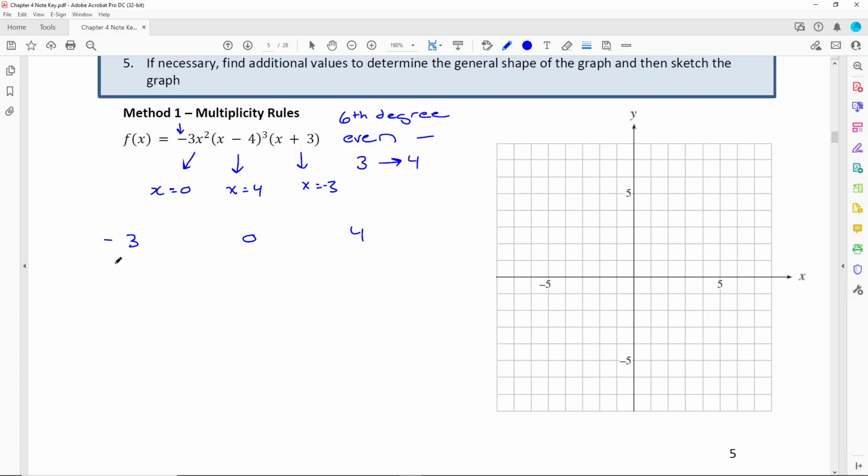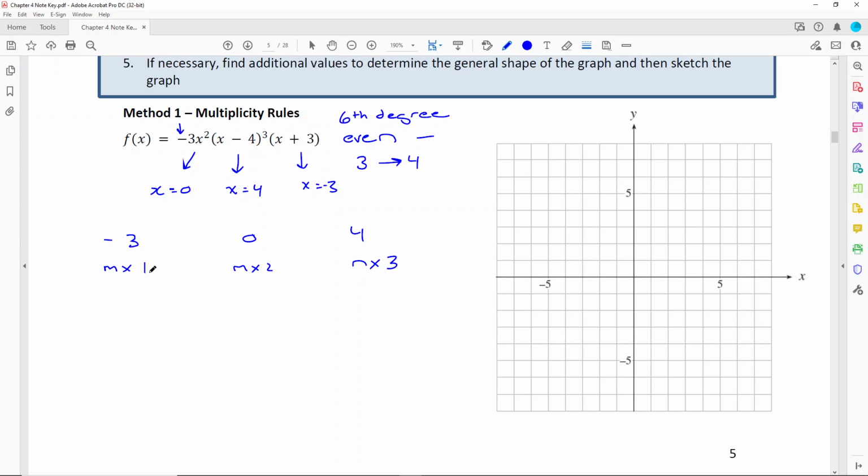And then I write my multiplicities. So the multiplicity of my x-intercept negative 3 is 1. The multiplicity of my x-intercept 0 is 2, because it's squared. And the multiplicity of my x-intercept 4 is 3. What does that mean? Well, my options are pass through, touch, or flatten. So I'm looking at the degree or the multiplicity to tell me that.